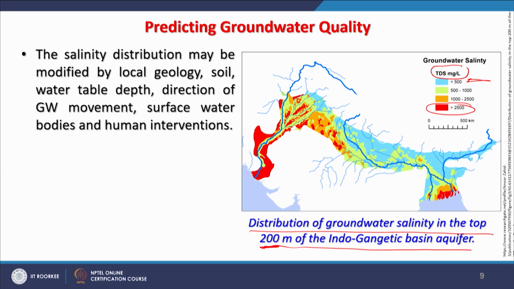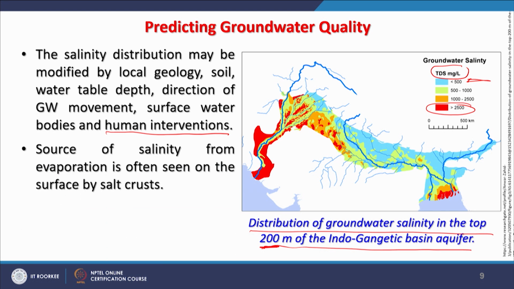So, this is controlling one of the parameters considered in groundwater quality, which is TDS. The salinity distribution may be modified by local geology, soil, water table depth, direction of groundwater movement, surface water bodies and human interventions. Human interventions, if there is discharge into the groundwater of water having pollutants from industries or sewers and other things, may also deteriorate our groundwater quality. Sources of salinity from evaporation are often seen on the surface as salt crust. We have already discussed that this is also an indication of shallow groundwater conditions.